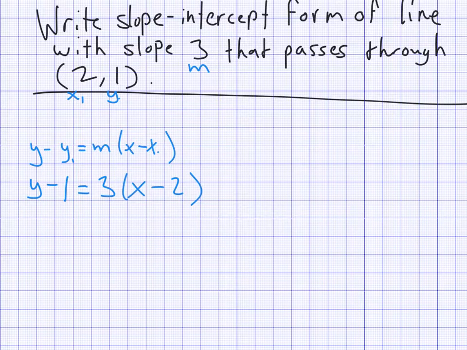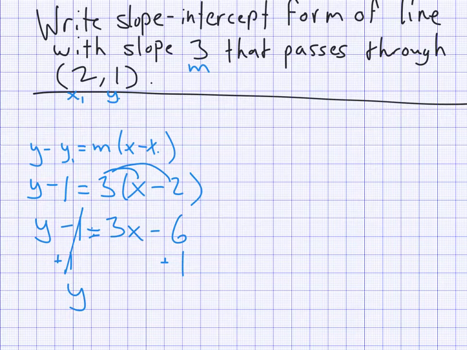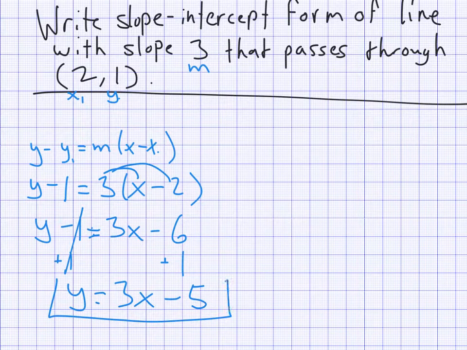So let's start with the distribution. 3x and 3 times minus 2. That'll give us y minus 1 equals 3x minus 6. Right? And now we just need to add this 1 to both sides. We cancel out here and we'll get y equals 3x. Negative 6 and positive 1 give us a minus 5. And there we go. We now have the equation of this line in slope-intercept form.